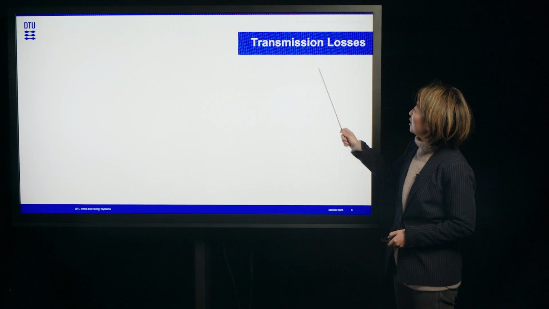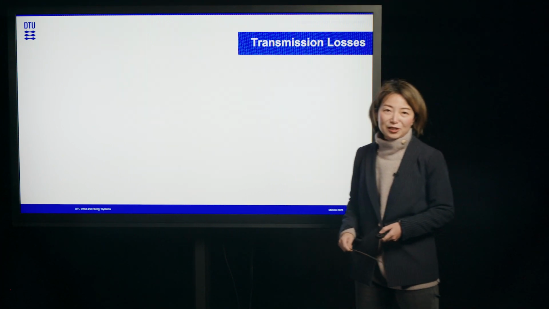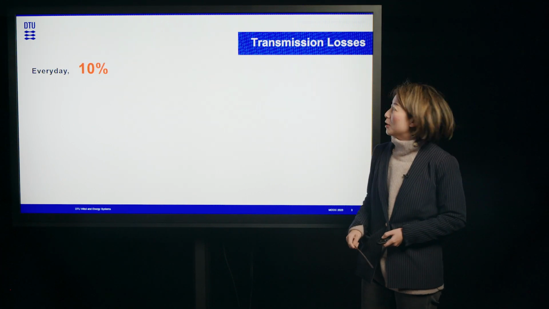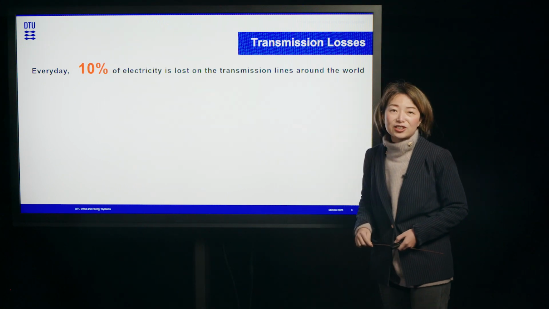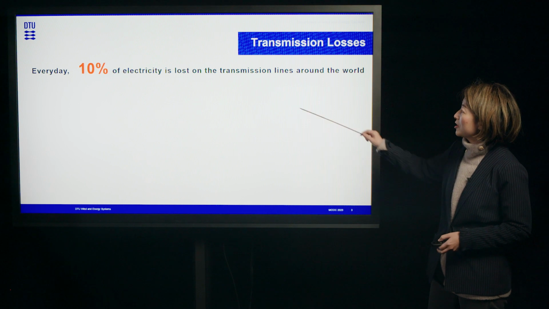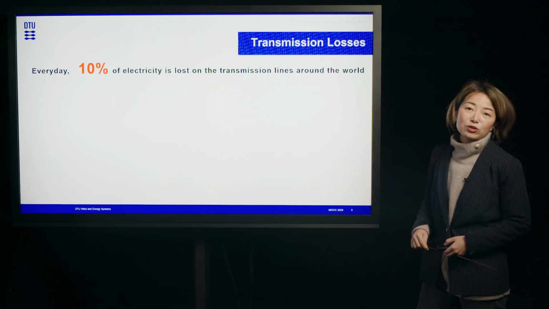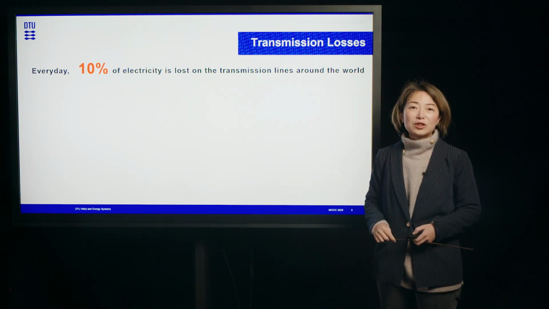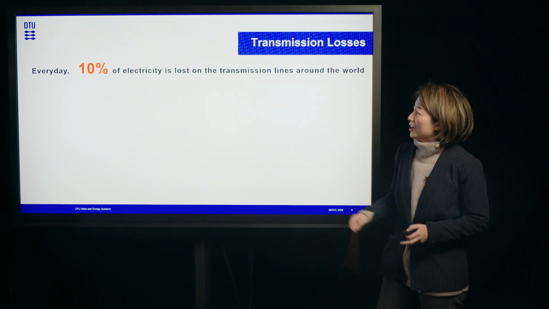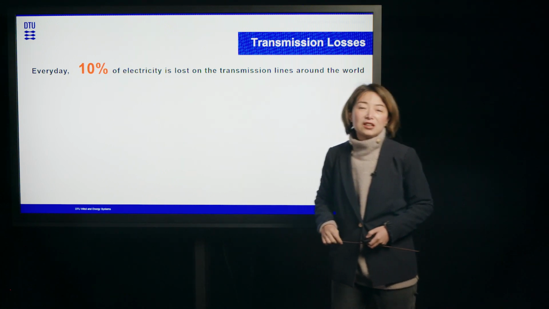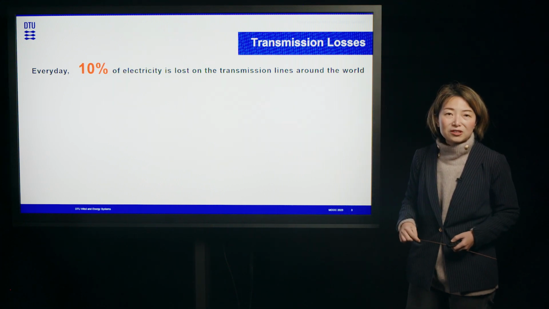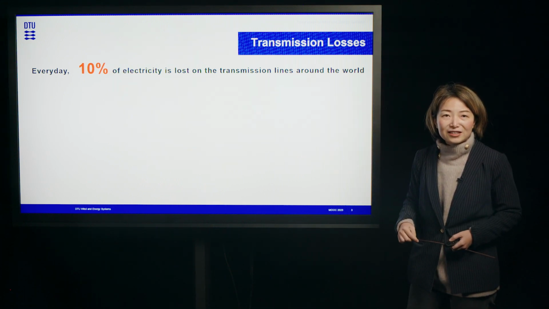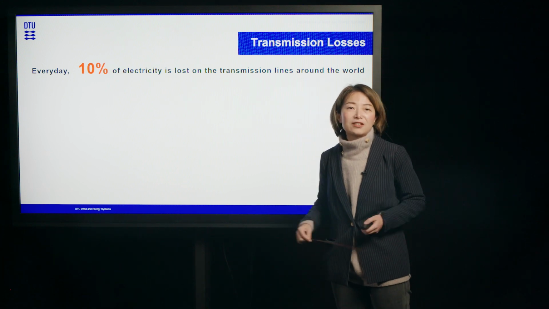First of all, in today's transmission system, every day about 10% of the electricity energy is lost in the transmission lines and all the transmission networks around the world. Out of this 10%, the main components of these losses are the transformers, the overhead lines, the cables, and other components.